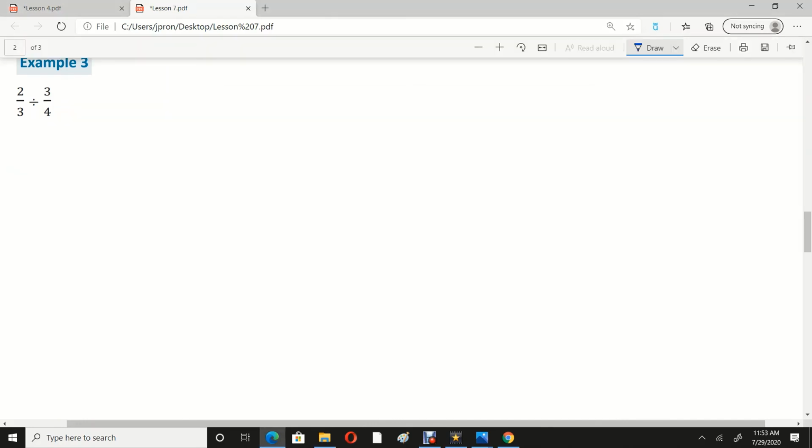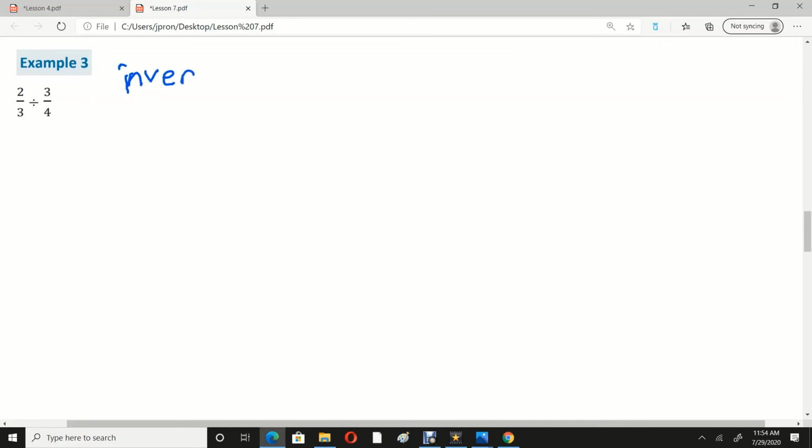All right, now that I've shown you that little cheat code, I want you to use the invert and multiply method right here. Invert and multiply on example 3, okay? I'm going to give you approximately 90 seconds to do this. Shouldn't need that much time. Go ahead and go.